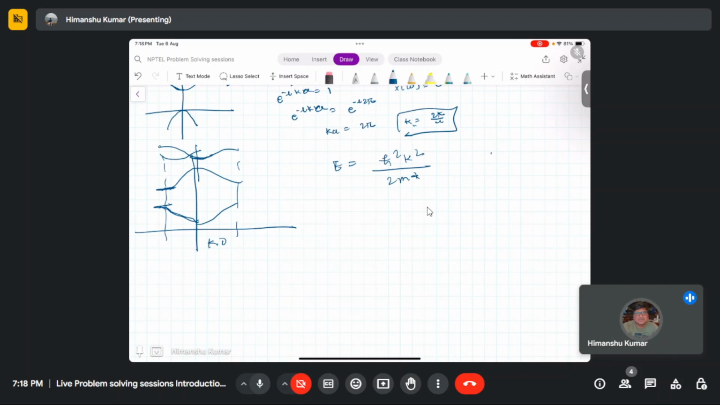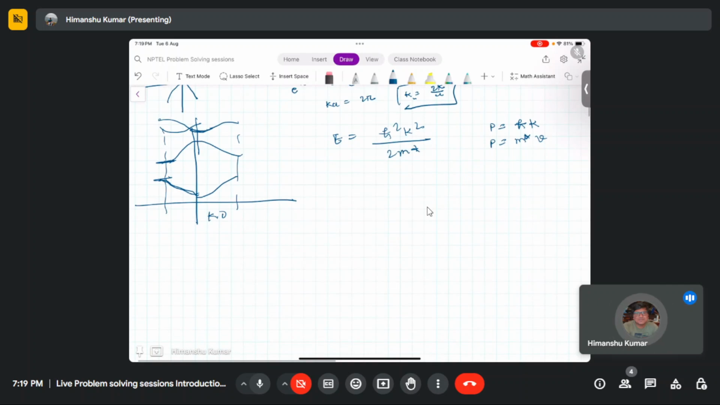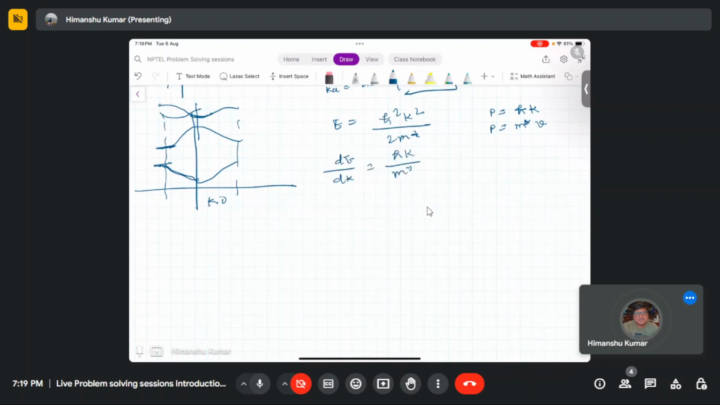One more thing: the momentum of electrons, from the de Broglie hypothesis, is given by h bar k, and in the classical way momentum can be written as m star times velocity. If this is clear, we can take the derivative, dE by dk, which becomes h bar square k by m star, and then taking the derivative again, d2E by dk square equals h bar square by m star. So 1 over m star equals 1 by h bar square times d square E by dk square.